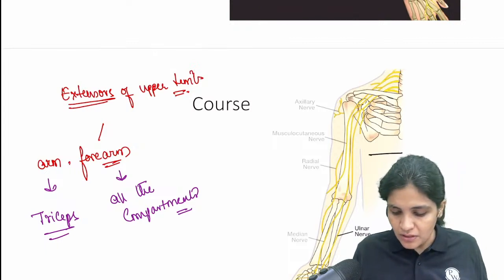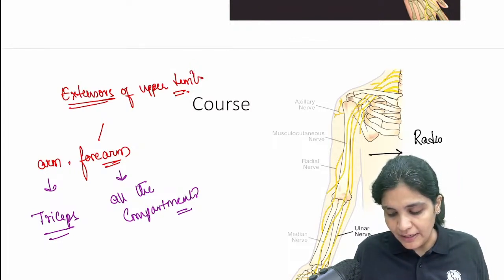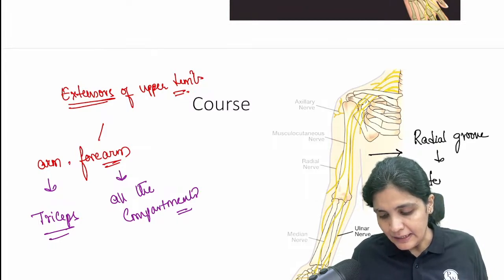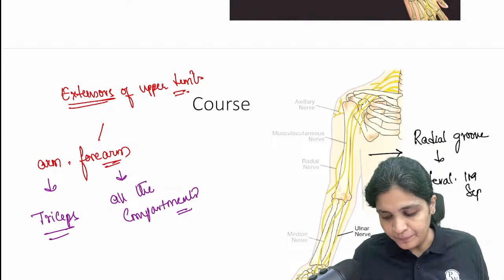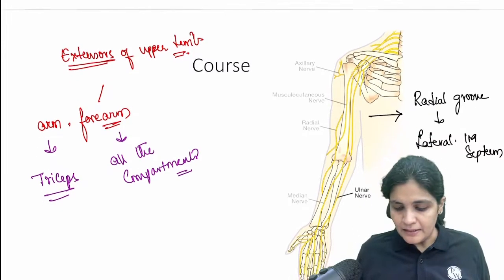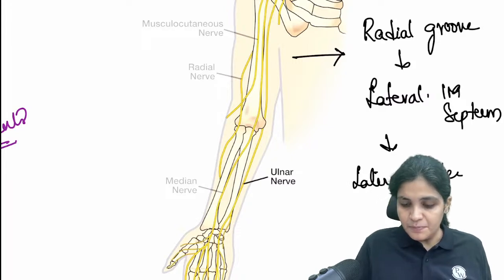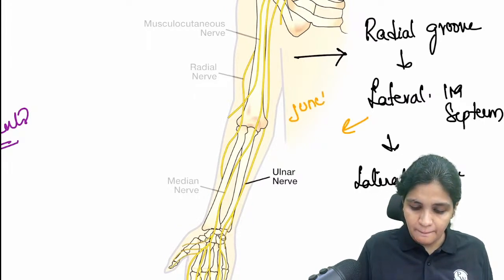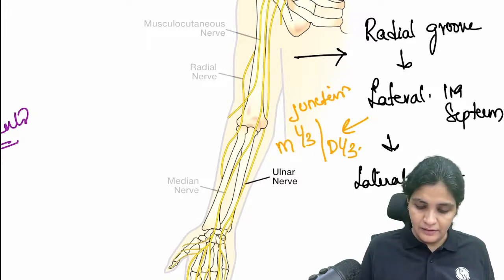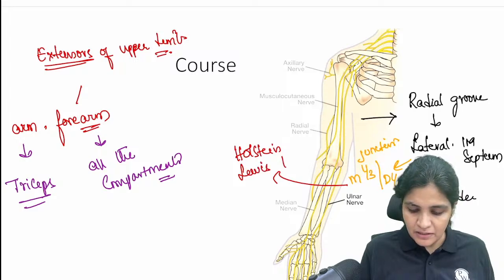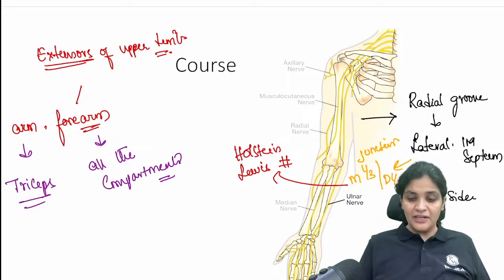And one important course you have to understand is that it passes through the radial groove, and piercing the lateral intermuscular septum, it enters the lateral side, and this piercing is at the junction of middle and distal 1/3, right? So this area is called your Holstein-Lewis fracture. So what is Holstein-Lewis fracture?